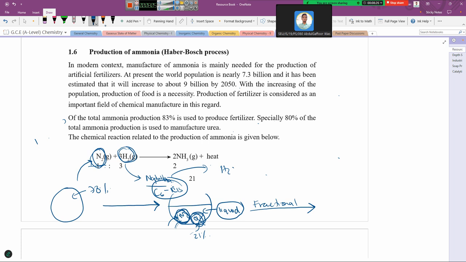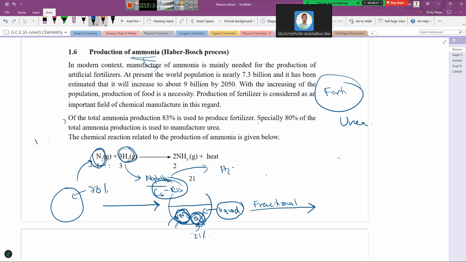Now you have to know some basic background also. Here, ammonia is mainly used in the production of fertilizer, right? So what is the major usage of ammonia? This might be asked in the question, and when you are writing your report you can include this information also. Majorly, ammonia is produced for producing fertilizer, especially urea.